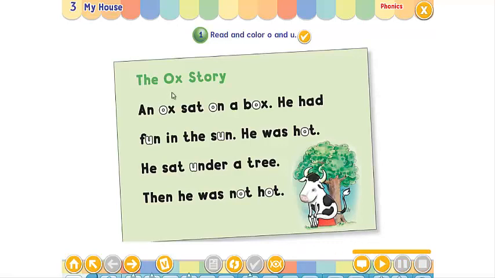Okay, the ox story. Here, an ox sat on a box like in the picture. He had fun in the sun. He was hot. He sat under a tree. Now he is sitting under a tree. Then he was not hot. Try to color the letters O and the letters U.